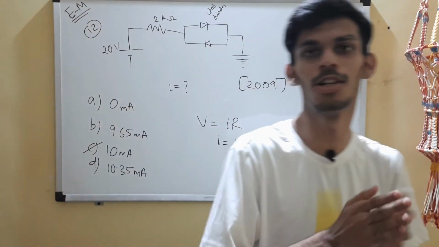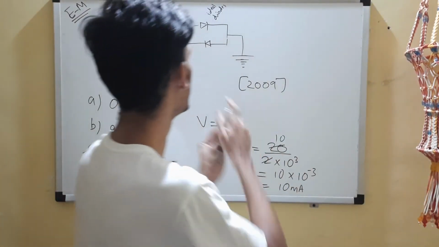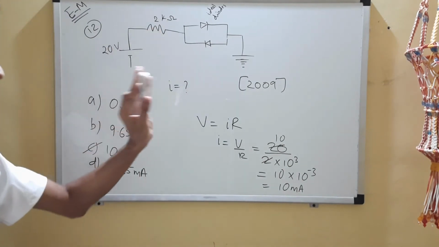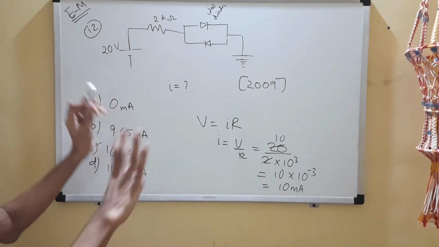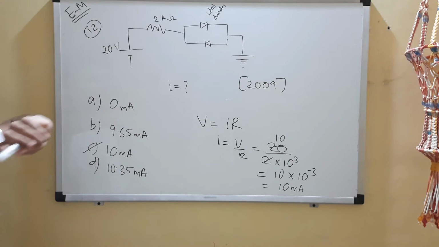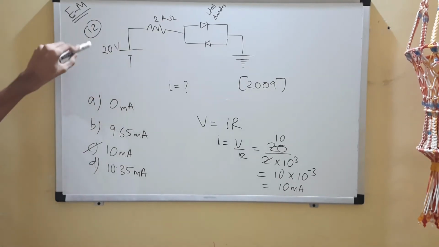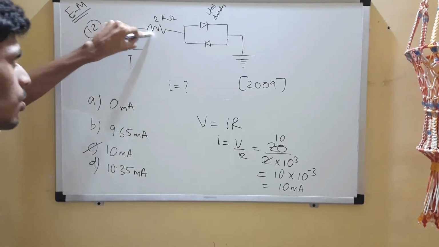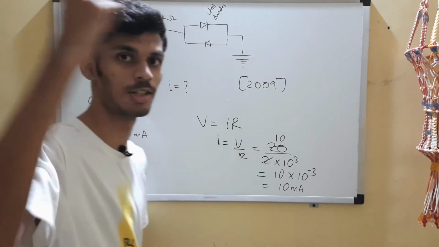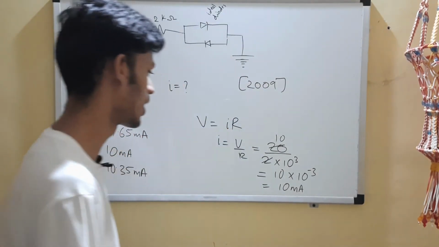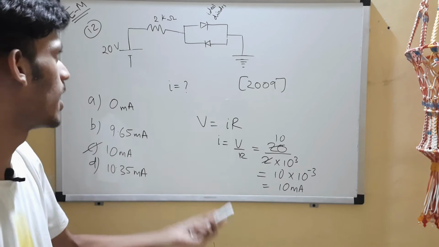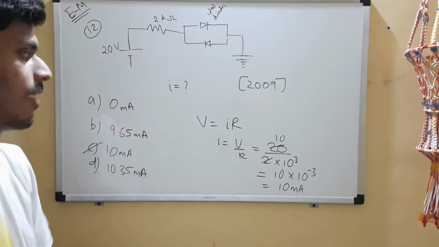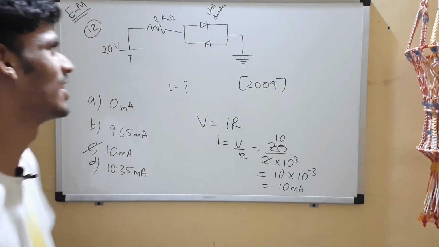Just the previous concept we used over here. Since we have ideal diodes, first of all we found that current was flowing. Current is not zero, this diode is forward biased, so current is flowing. Now this entire potential is going to drop across this resistance. This was the logic of the previous question that we used. So I is equal to V by R, and we have our answer. Over to the next question.